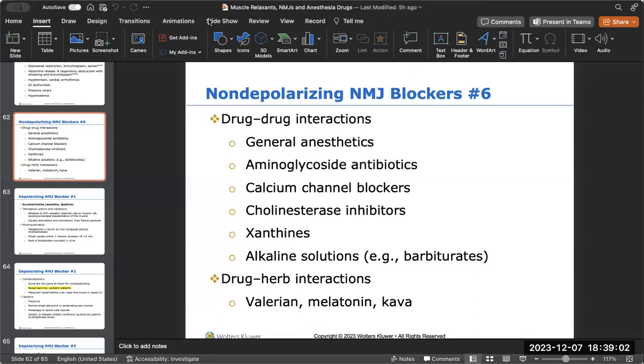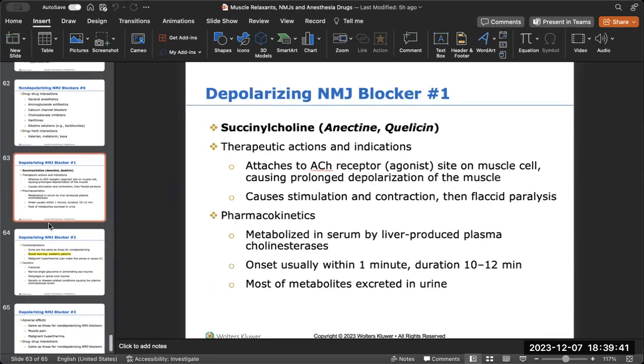Cholinesterase inhibitors. Okay, those are like the opposites of these drugs. So we don't want to give something that's going to cause a paradoxical effect, or else the drug's not going to really work. Xanthines, right? Like theophylline, those respiratory medications, not good because those are also very toxic. And alkaline solutions like barbiturates, CNS depressants. Herbs can have drug-herb reactions, like valerian root because it calms and helps you sleep, melatonin, and kava. And kava can be toxic to the liver.